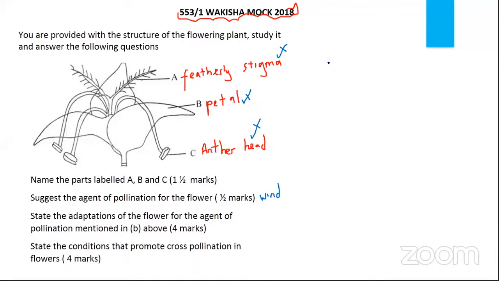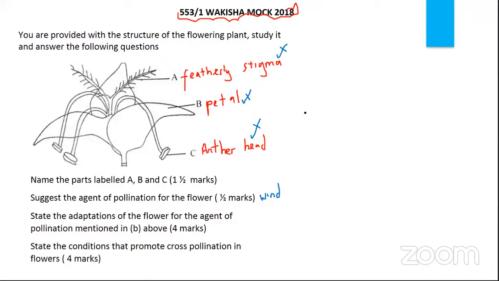Then any other person with another alternative, because this question needed four. Yes, Ashaba. Okay, and they have long feathery stigmas hanging outside to catch flying pollen grains. That's not bad as well. Any other, because we need four. I don't know whether you were paying attention when we were going through adaptations of wind pollinated flowers. In other words, that's what they were asking for.